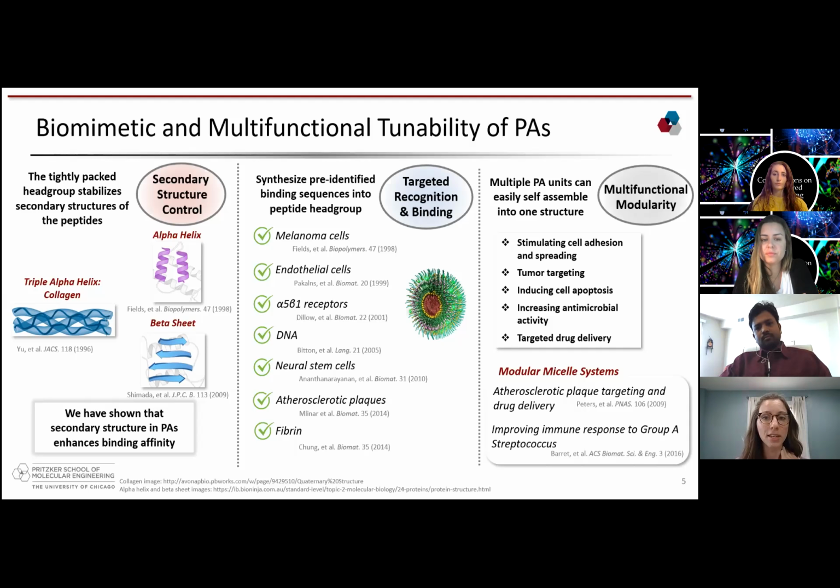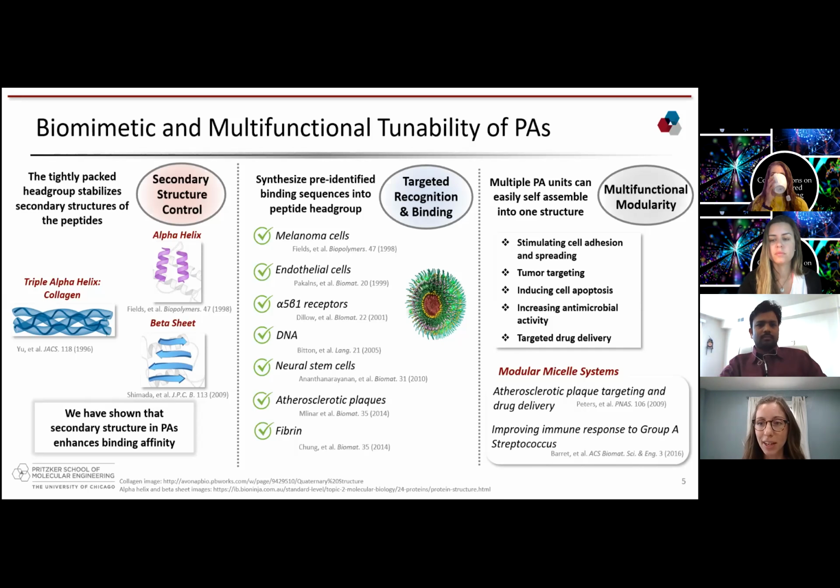And then second, this material platform has widely been used already for specific targeted binding and recognition. And it's used for targeted drug delivery and also cell adhesion, two common uses of this material platform. So we do that by synthesizing pre-identified binding sequences into the peptide head group.